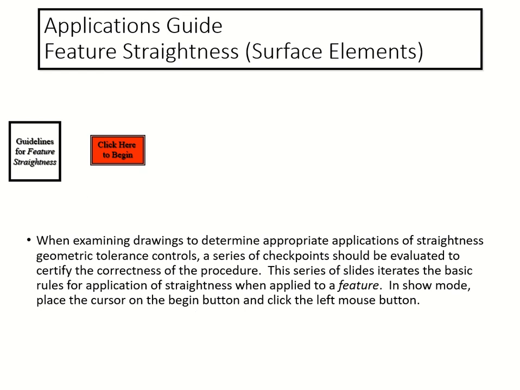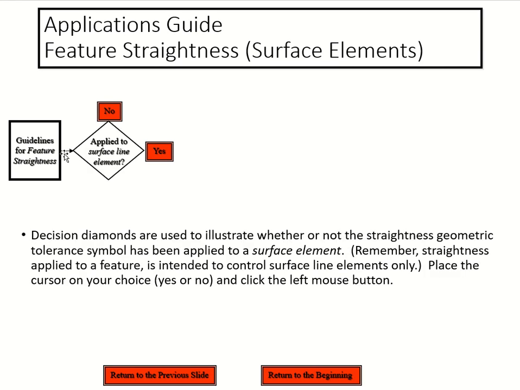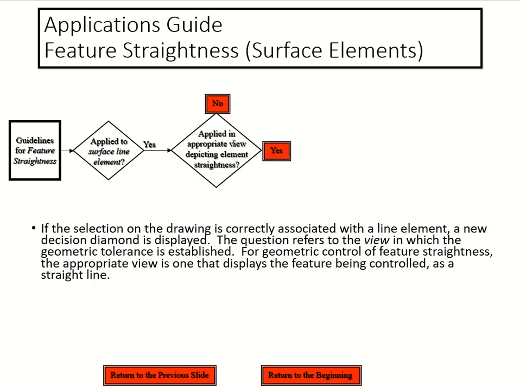Now this is just showing you how to do it. First, guidelines. First, we're going to check whether it is applied to the surface line, yes or no. If you have already applied it to the surface line element, we are going to see if you have applied an appropriate view. First, you do it on the surface line. Then check the view, okay?